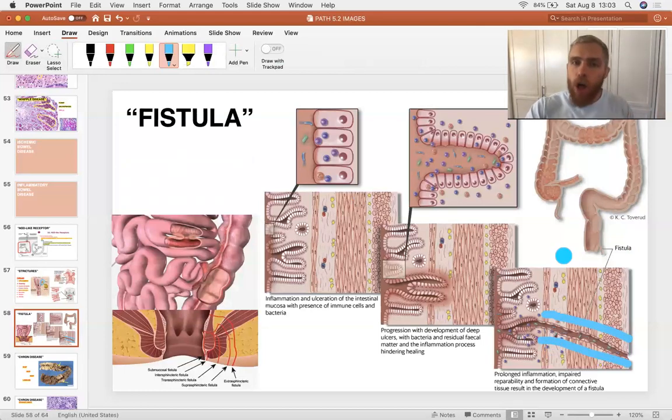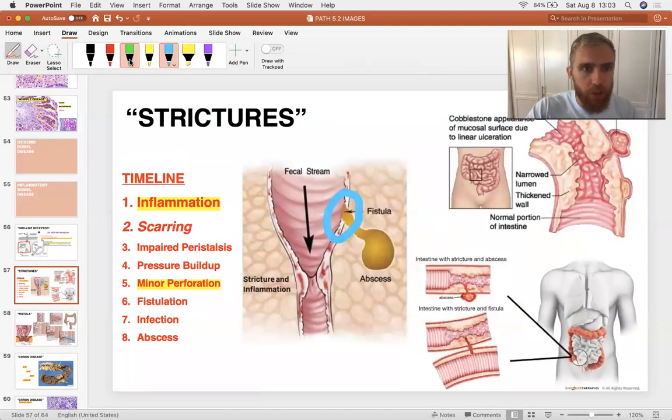We call it a fistula if it connects to another organ. But don't get the fistula, the tunnel, confused with the stricture, which in green is just the constriction of the lumen of the gut. Top right, there's your stricture in green, right? That spot where the wall is thickened. Why is the wall thickened? Damage. Why is the wall being damaged? Well, if we're talking about IBD, it's autoimmune.